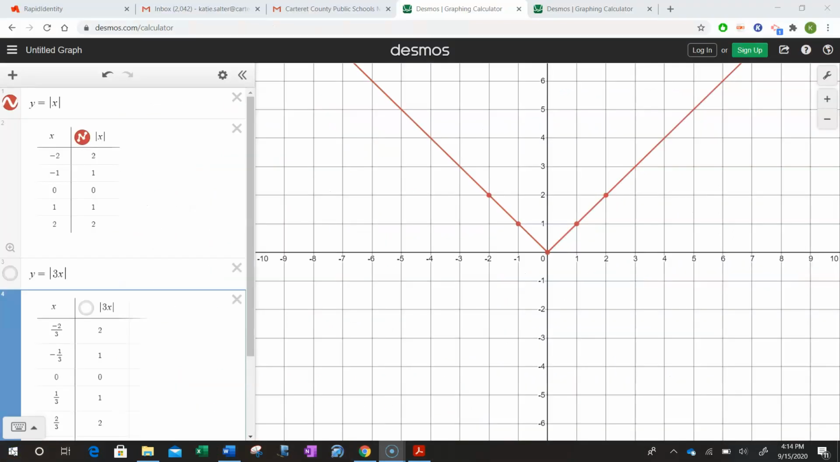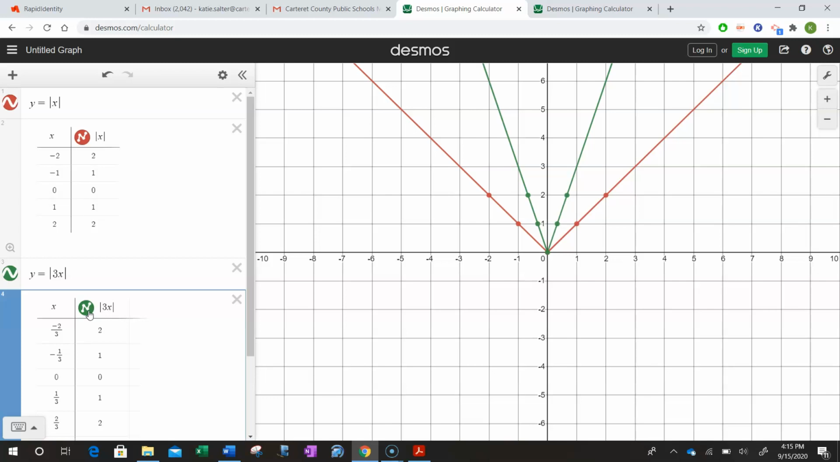Okay, so I'm going to start out with an absolute value function. Here's our basic parent absolute value function, y equals the absolute value of x. Watch what happens when I do y equals the absolute value of 3x. I'm going to turn this on real quick so you can see it. Even though you may look at it and say, oh, it's narrower, it's stretching vertically, it's actually not. It is shrinking horizontally by a factor of 1/3.